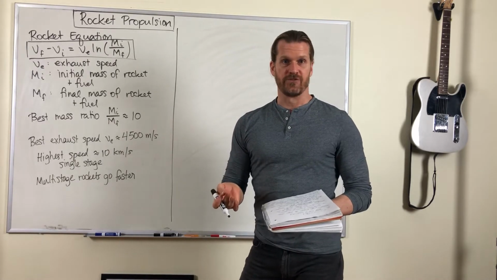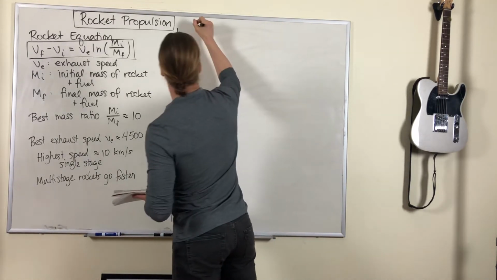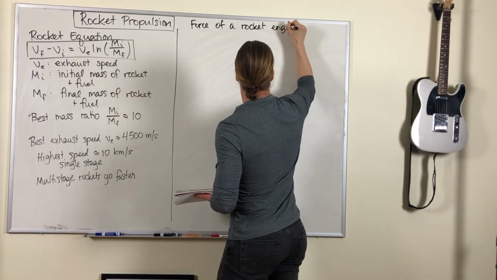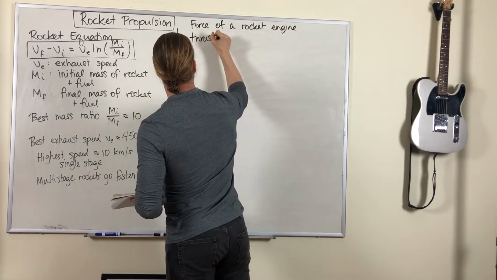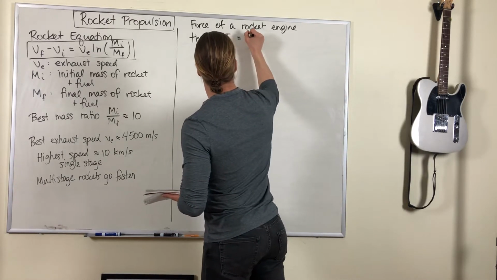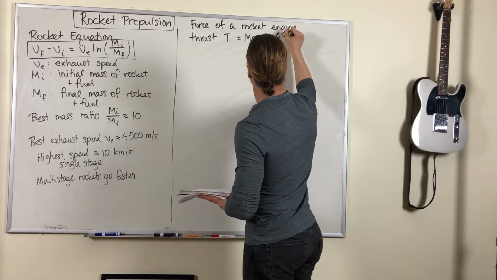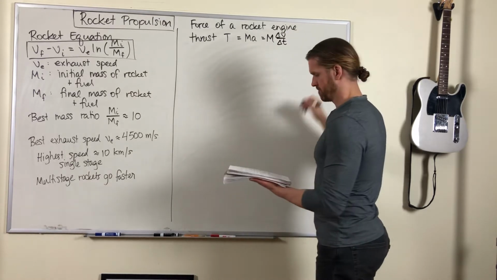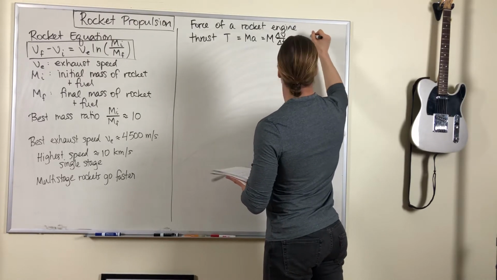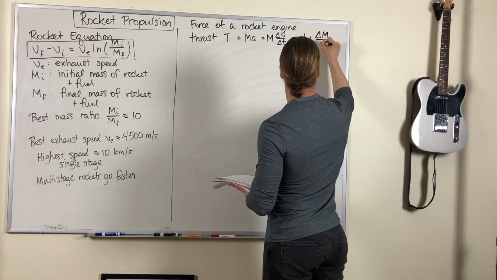How much force does a rocket engine provide? Well, we have a special name for the rocket force. We call it thrust. We use symbol T for it sometimes. So that will equal the rocket's mass times its acceleration, or m times delta v over delta t, or m times the exhaust speed times change in mass over change in time.